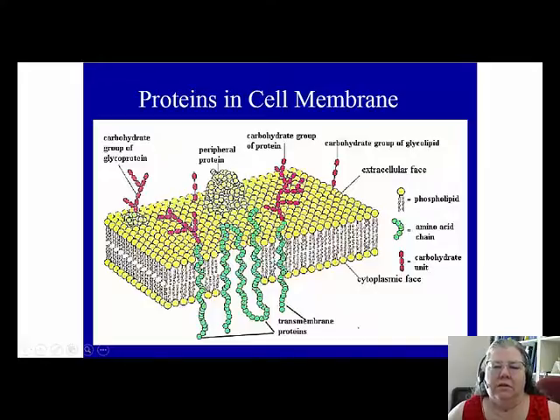Some of those transmembrane proteins have carbohydrates that are attached to them, making them glycoproteins. There are also proteins that exist only on the inside or the outside. They're called peripheral proteins. They stay on one side of the membrane.